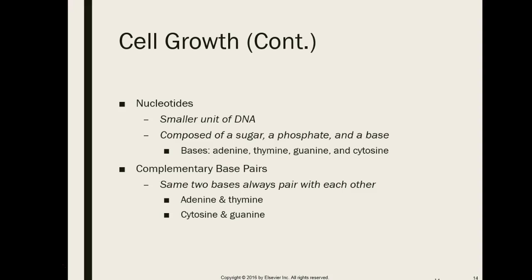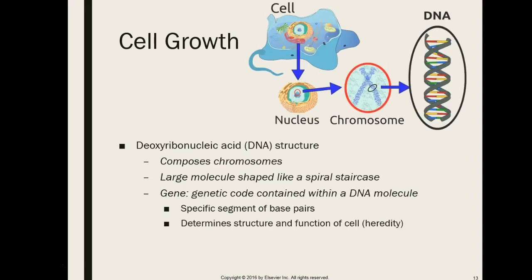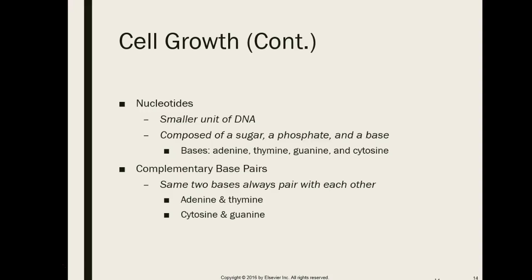So we'll start with nucleotides. So this is going to be a smaller unit of DNA. So if we go back here, we can see in this picture that there's different little units of those DNA, or those different colored sections. These nucleotides are composed of a sugar, a phosphate, and a base. So the bases are going to be adenine, thymine, guanine, and cytosine.